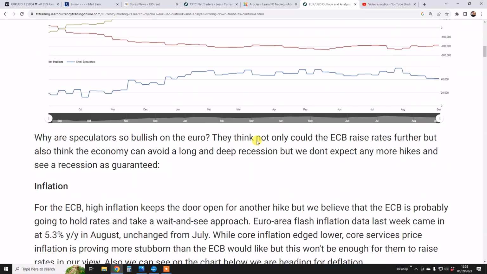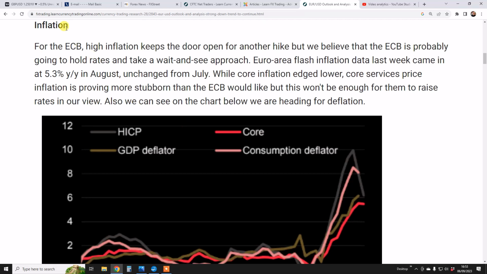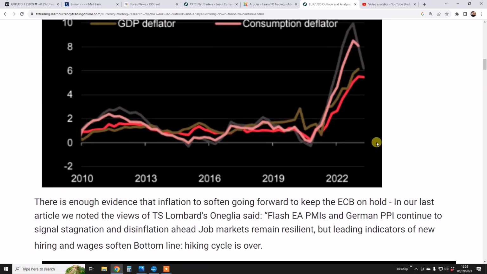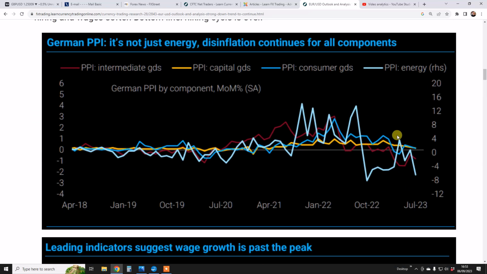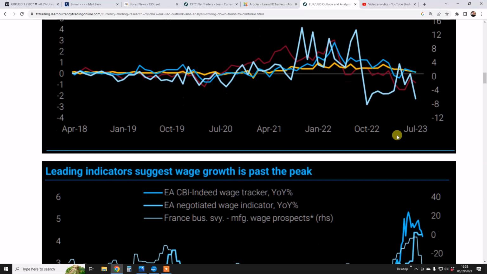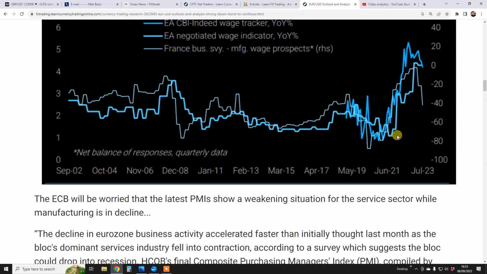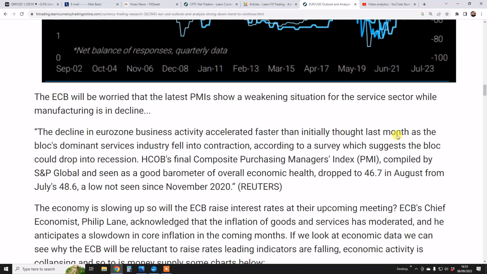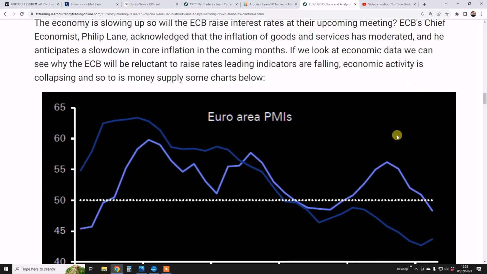I put this article link beneath the video, you can go and read it. In terms of inflation, they see inflation as high in the Eurozone, so the ECB should raise rates. We've got plenty of charts showing that inflationary pressure is easing and the Eurozone is heading for stagnant inflation and recession, so the ECB will hold interest rates.